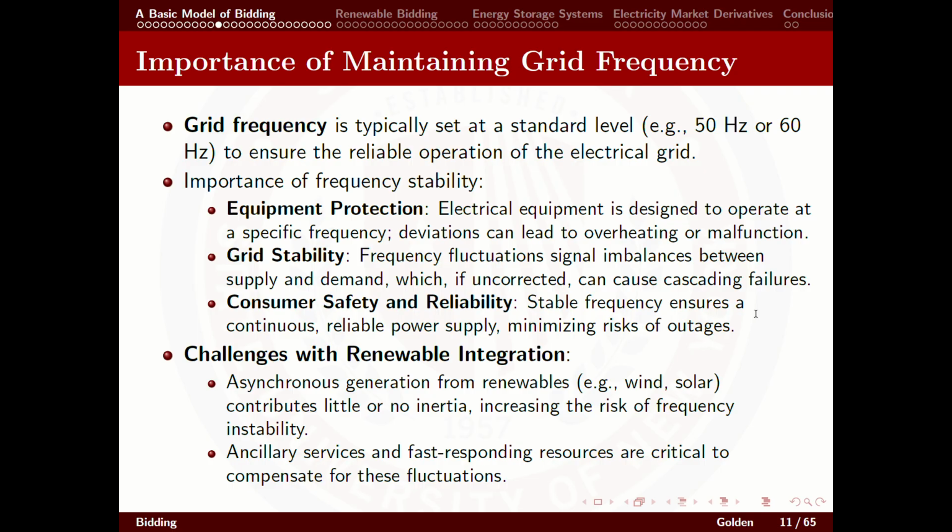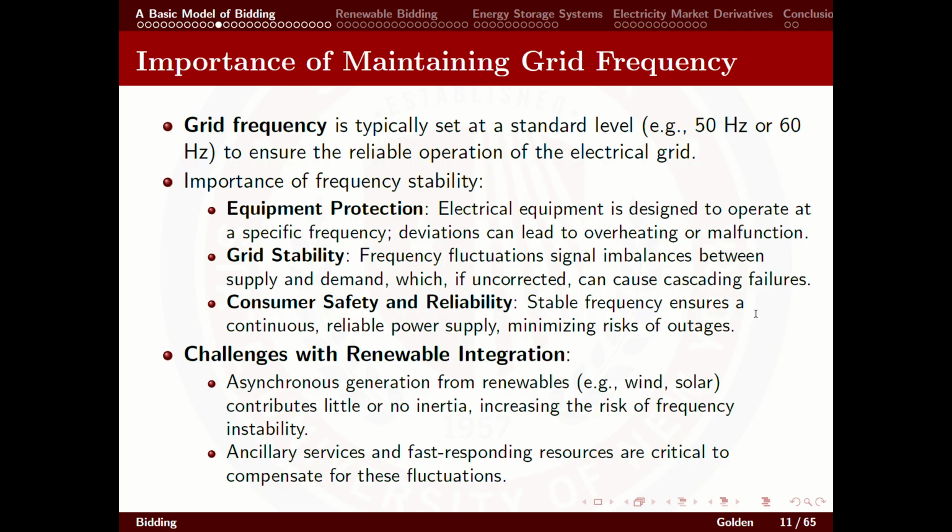Stability: frequency fluctuations lead to imbalances between demand and supply and can cause cascading failures. You have a blackout if this isn't taken care of, if it gets too far out of the band. FERC and NERC get very concerned if you have frequency deviations. Consumer safety and reliability: stable frequency ensures continuous, reliable power and minimizes the risk of outages.